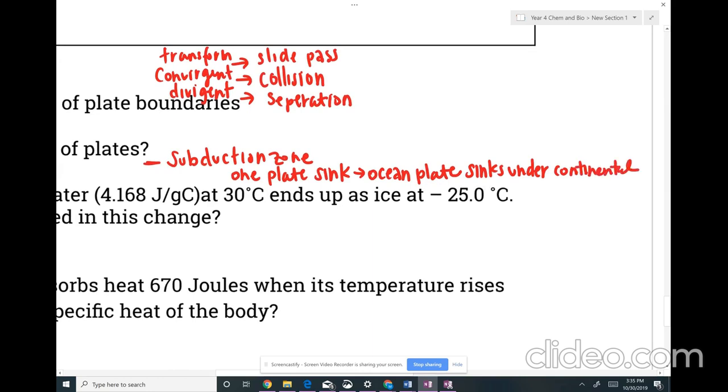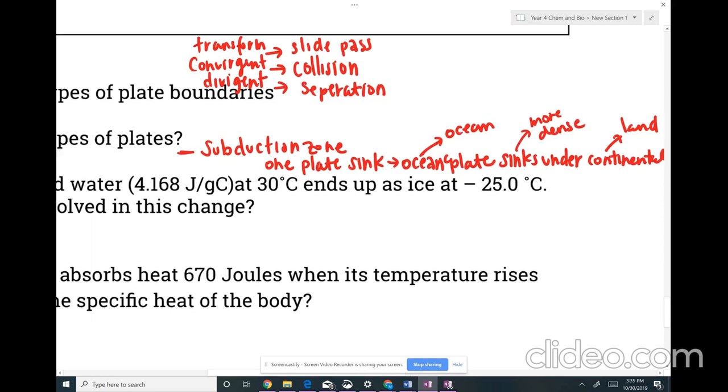This should be our oceanic plate. Oceanic plate is obviously the ocean, and continental plate is obviously land. Those are the two types of plates I want you guys to be aware of. Our oceanic plate is going to sink under because it is more dense, and because it is more dense, it's going to sink under.